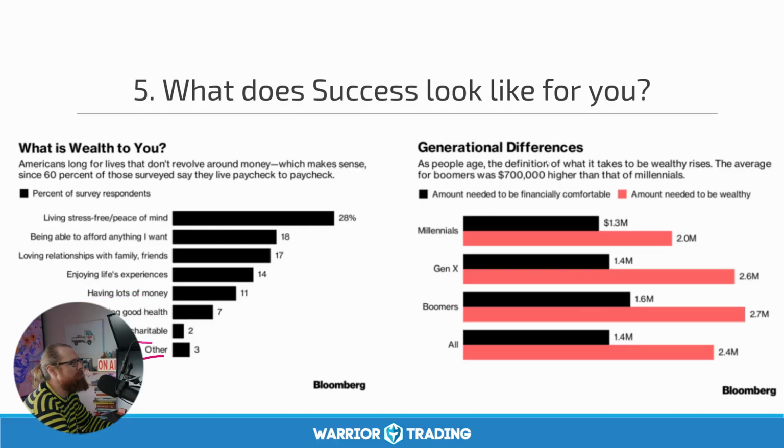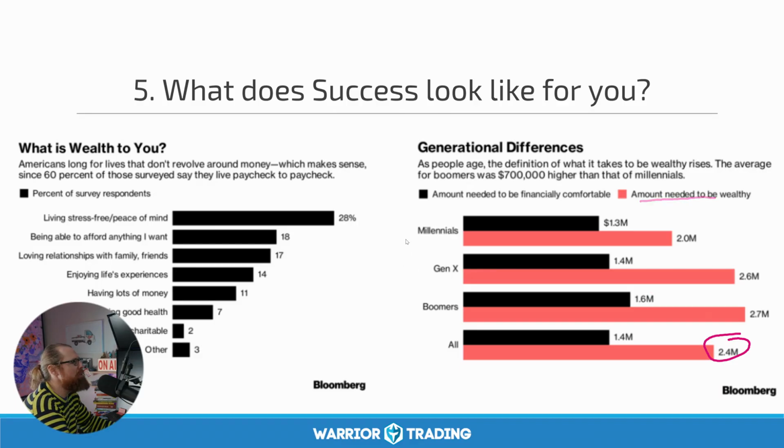And so then they said, well, how much money do you think you need to have in order to be financially comfortable? Millennials said 1.3 million. Gen X said 1.4. Boomers said 1.6. All averaged 1.4. And how much to be wealthy? $2.4 million. That's what everyone said, on average.